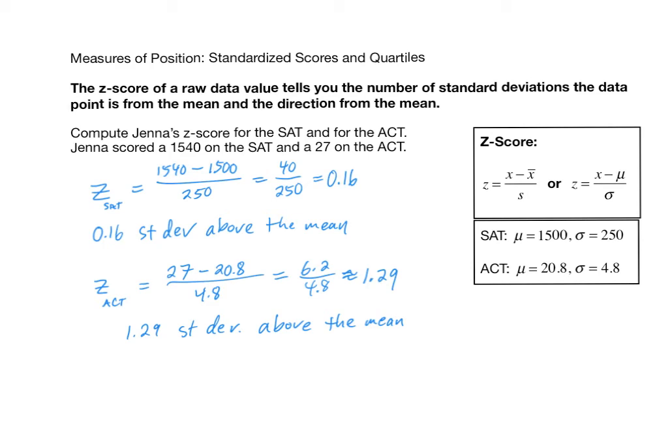We can now compare them when we talk about how many standard deviations they are away from the mean. With the SAT, she's only 0.16 standard deviations above the mean. With the ACT, she's 1.29 standard deviations above the mean. Since the 1.29 is greater than the 0.16, or in particular, since the z-score of her SAT is less than her z-score on the ACT, this means she did better on the ACT. Z-scores are something that we will use throughout the course. They're very important for you to learn.